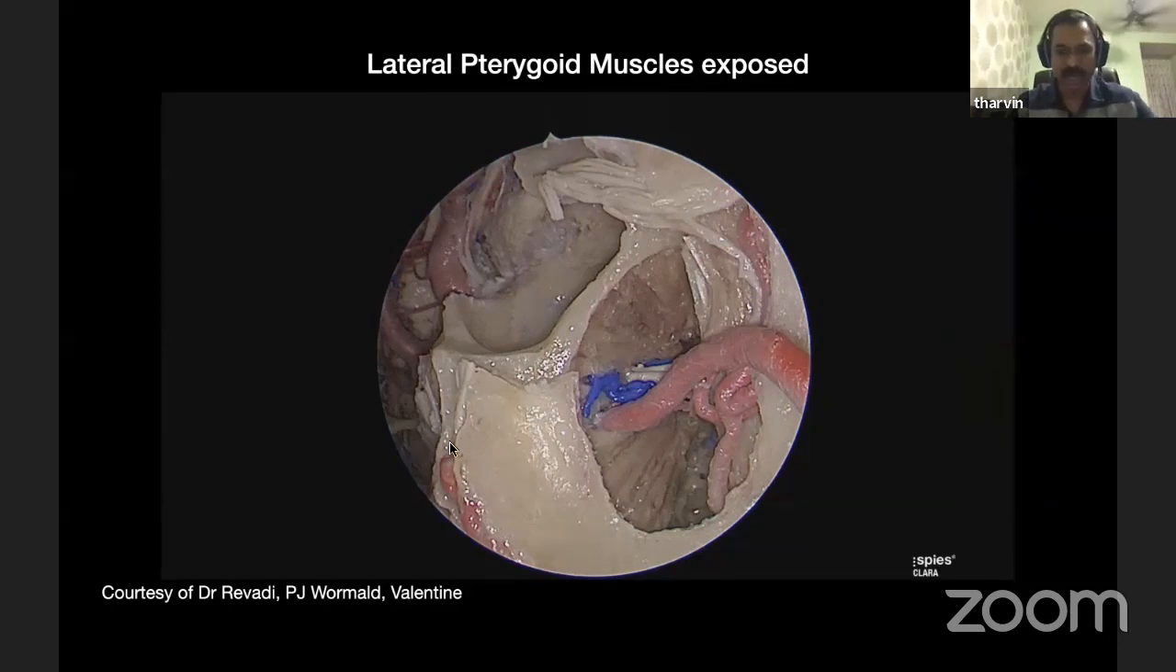And here you can see the superior head of the lateral pterygoid, and this is the inferior head of the lateral pterygoid. The superior head comes from the sphenoid wing, whereas the inferior head comes from the lateral aspect of the lateral pterygoid plate. And you can see, as I described before, the fibers of the superior head run almost horizontal downwards, whereas the inferior head runs horizontal but slightly upwards. That's how I identify this muscle in live surgery.